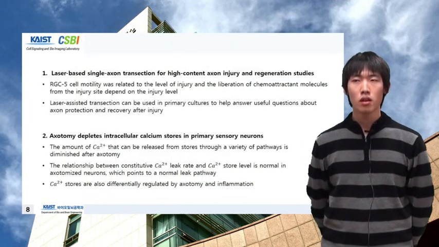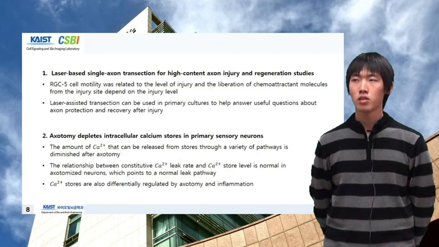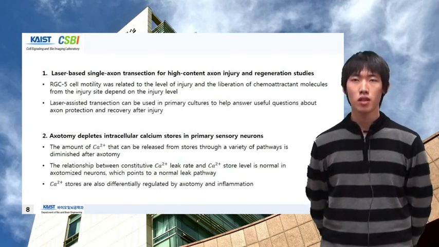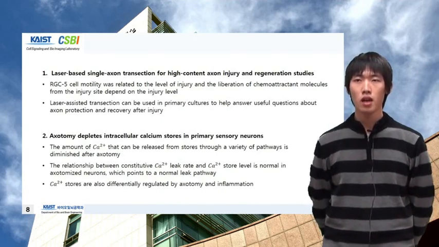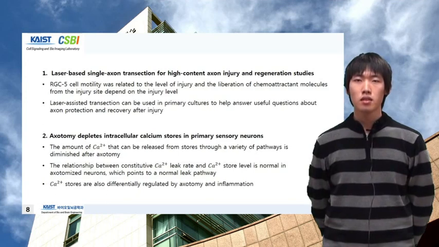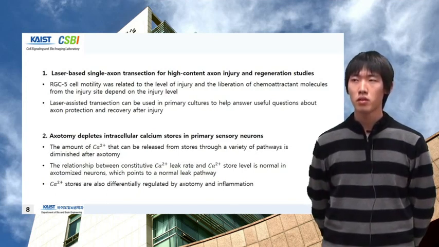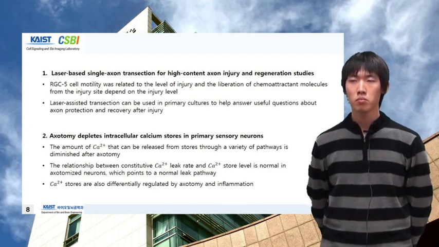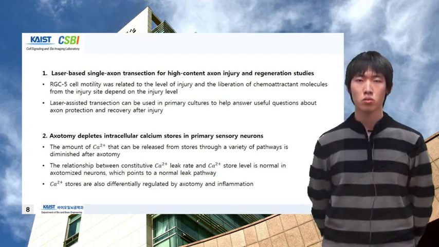So in summary, our first article indicates that RGC5 cell motility was related to the level of injury, and the liberation of chemoattractant molecules from the injury site depends on the injury level. And the second article showed that the amount of calcium ion which can be released from stores through a variety of pathways is diminished after axotomy.